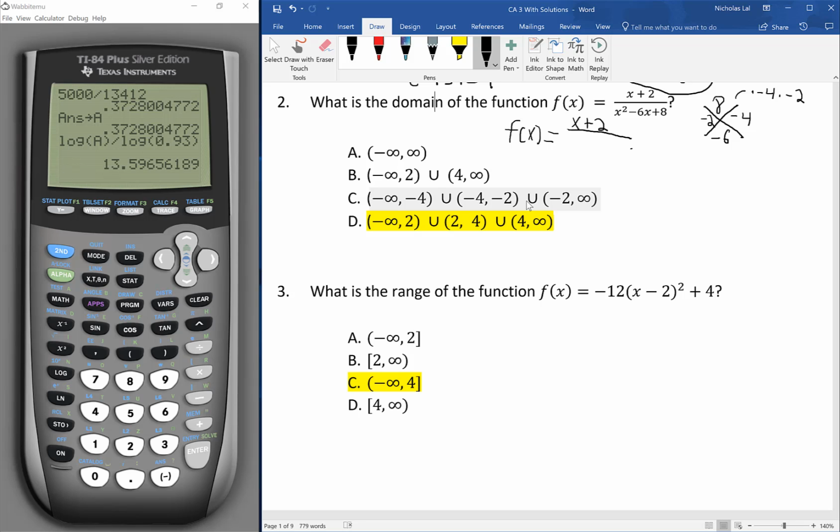That being said, that will be x minus 4, x minus 2. So that's the function: x plus 2 over x minus 4, x minus 2. And now we can see that for the domain of the function, we need to make sure that we are not dividing by 0. So remember, for the domain, you cannot divide by 0.